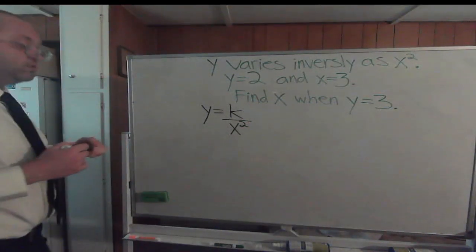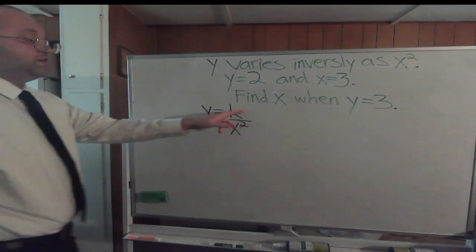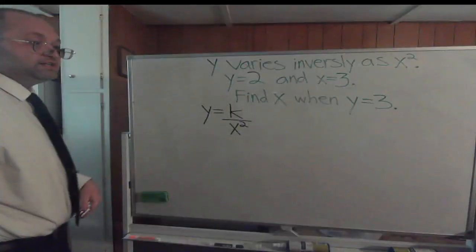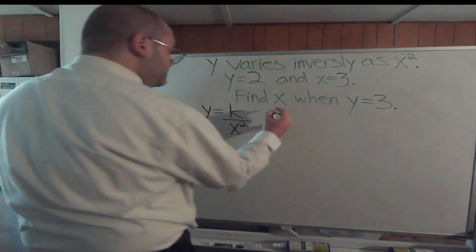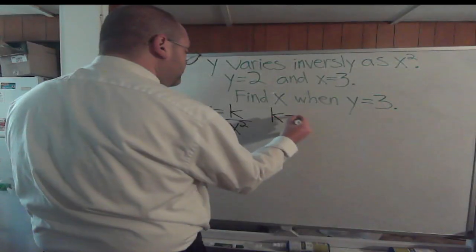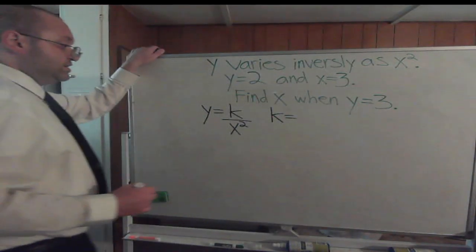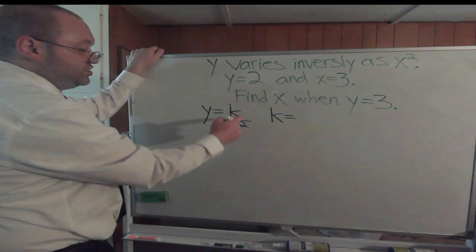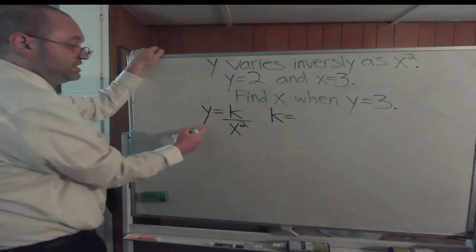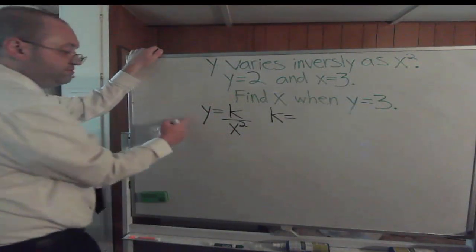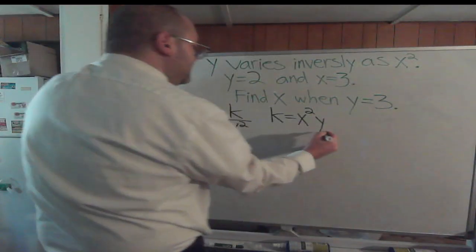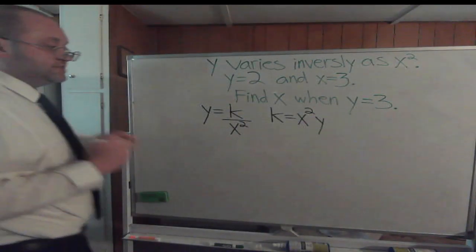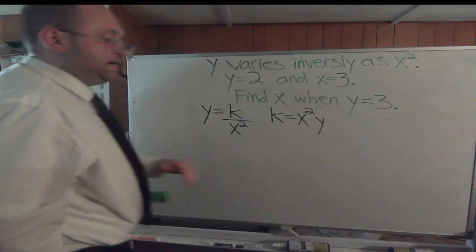Well, first thing we want to do is solve for that constant of variation. We've got to get k by itself. So that means we've got to multiply the right side by x squared. What you do to the right side, you have to do to the left. You have to multiply the left by x squared. So you'll get k equals x squared y. That would be the answer you get, k equals x squared y.